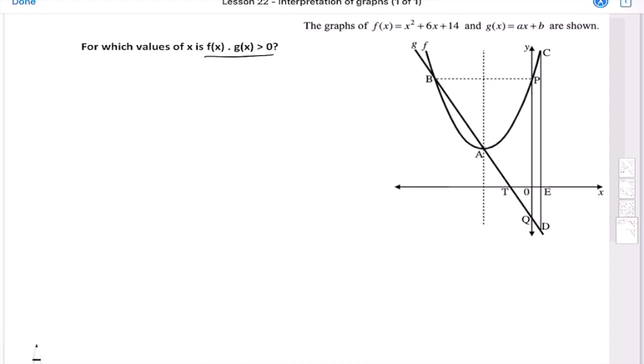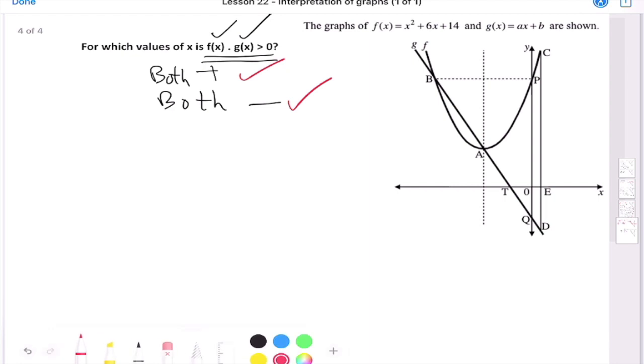For which values of x is f of x times g of x greater than 0? This means when we multiply f by g, we should get a positive result. Remember, we are multiplying two numbers to get a positive. So the numbers should both be positive or both negative. But if you look at the graph, f is always positive. And that means we don't have to worry about that. So let's look at the graph and find where the graphs are both positive.